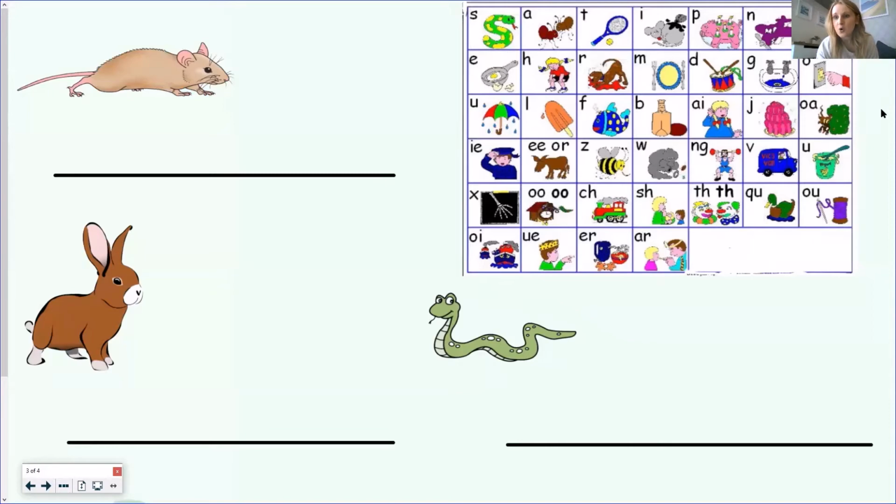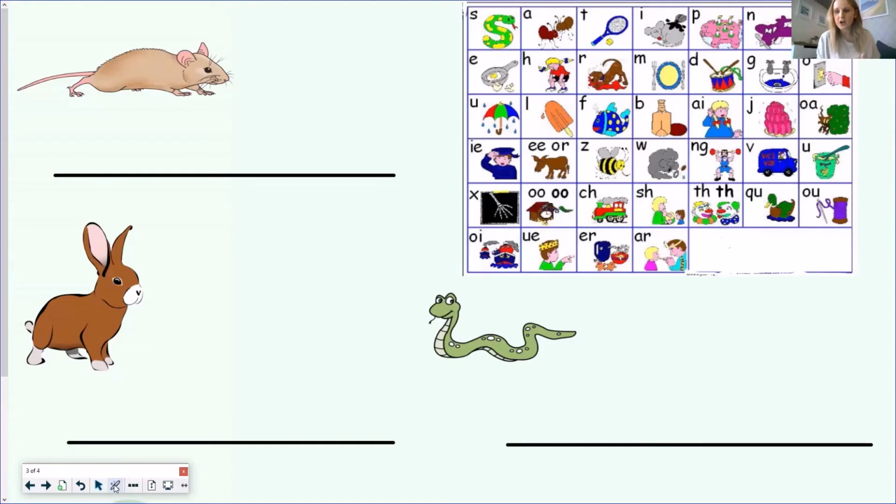Now, we haven't learned all of the sounds yet, but that's okay. So let's have a look at this first one. Which animal is this, boys and girls, at the top? It is the rat. Now, I'm going to have a go at sounding out rat, and then I'm going to have a go at writing it.